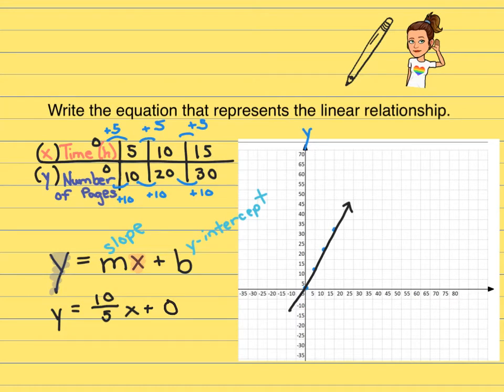Now we have some simplifying we can do. We'll copy the y equals. 10 divided by 5, we can simplify that to 2 times x. And the plus 0, we don't need to write that. So our equation for this linear relationship is y equals 2x.